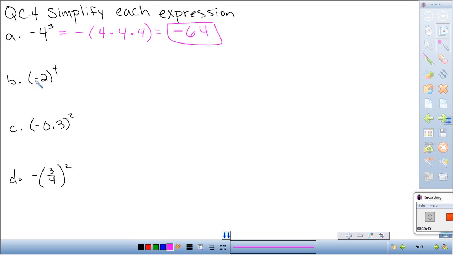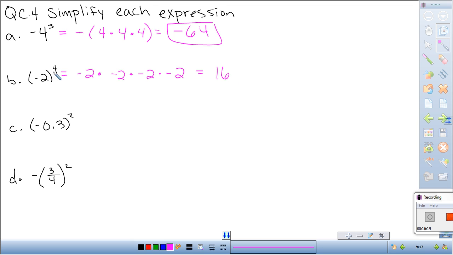B, this means negative 2 times itself 4 times. So negative 2 times negative 2 times negative 2 times negative 2. Negative 2 raised to the 4th power. The negative is inside the parentheses, so the whole thing is raised to the 4th power. So we have a negative times a negative, which gives us a positive. So positive 4 times negative 2 gives us negative 8. Negative 8 times negative 2 gives us positive 16.